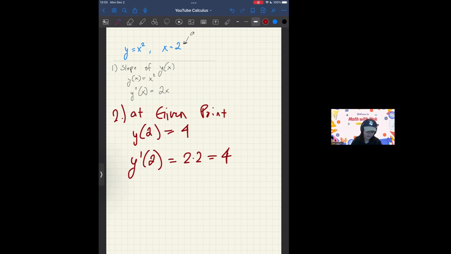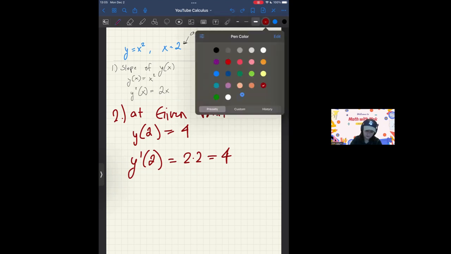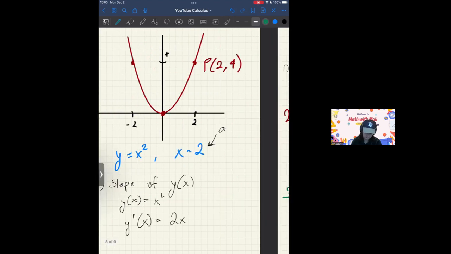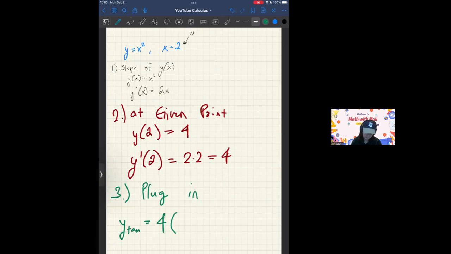So now when we plug all this back in, let's make it green. Plug in. We get y tan. And first we do our slope, which was 4, times x minus 2, because that's our a, plus 4, because that's our b. Slope, b, a.